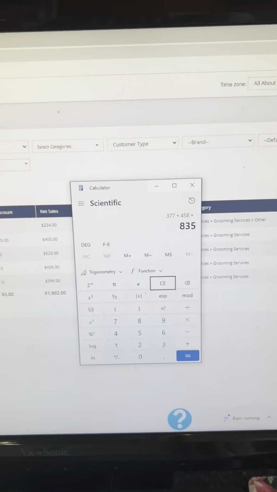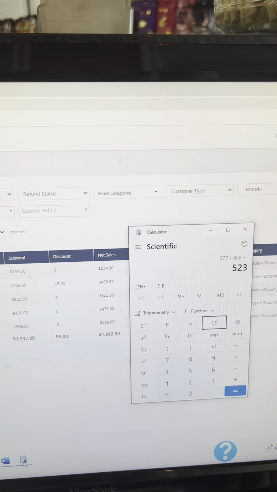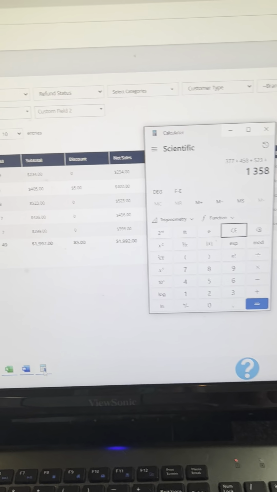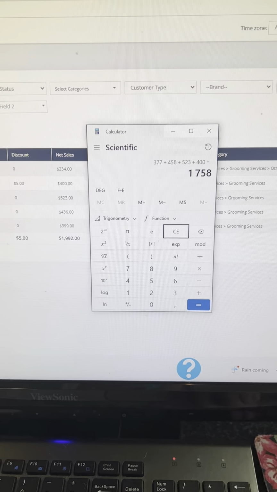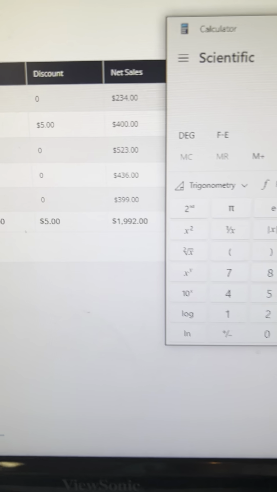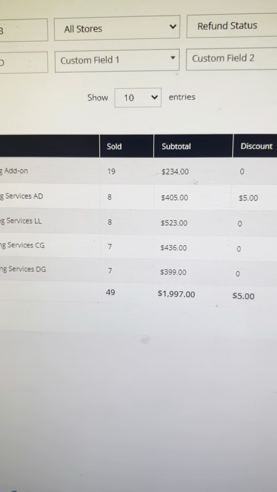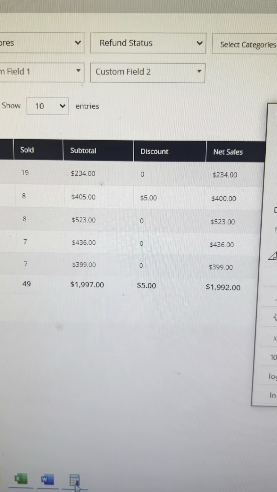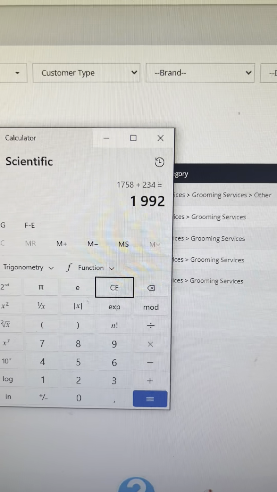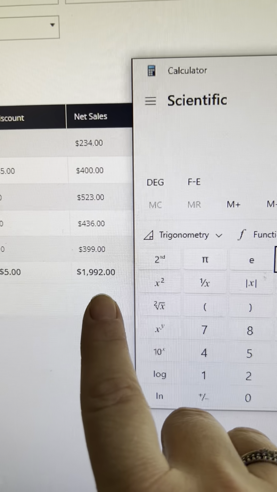458 for Dan, 523 for Leslie, and 400. So I have 1758. And then I'm going to add in the add-on total here, 243, 234, and now my totals match.